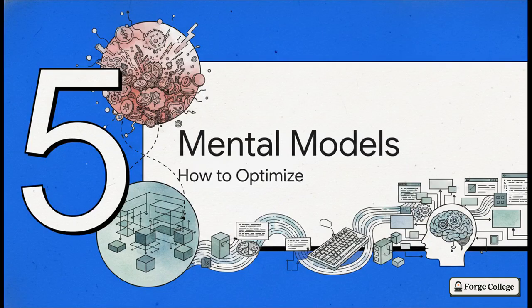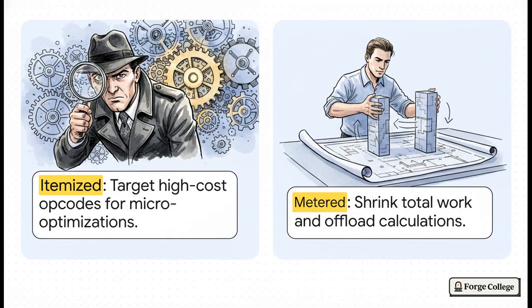Part 5. Developer mental models. So, armed with these accounting realities, how do you actually decide what to optimize first? This is where you really have to pick your mindset. If you've got the itemized mindset of the EVM, you have per-op visibility. You're going to act like a detective, hunting down specific, expensive opcodes and rewriting algorithms just to avoid them. We're talking pure micro-optimization.